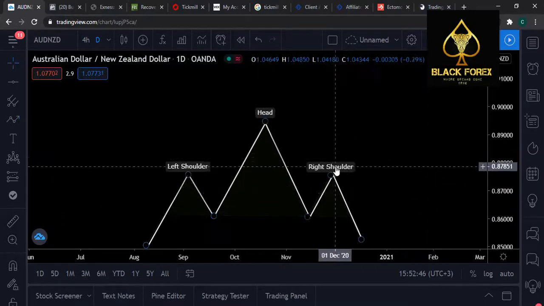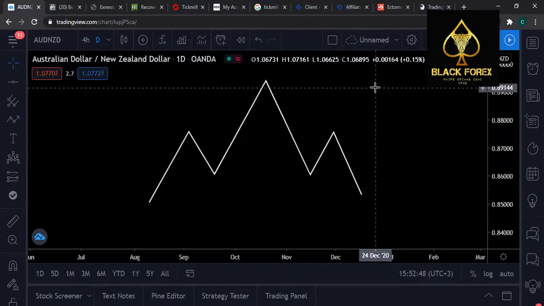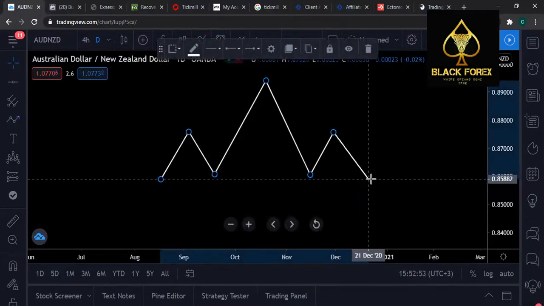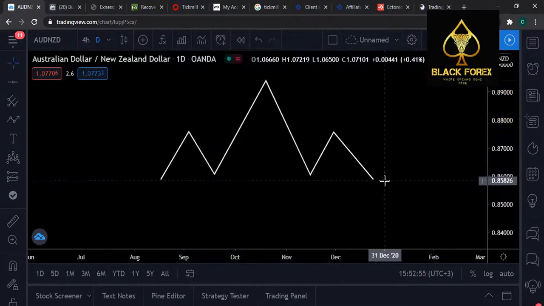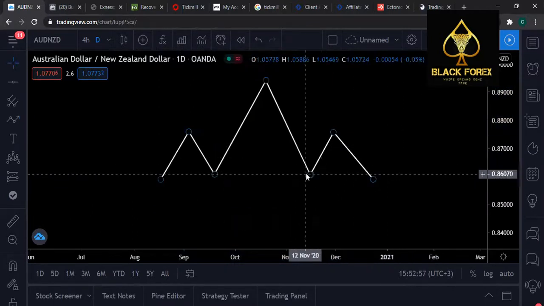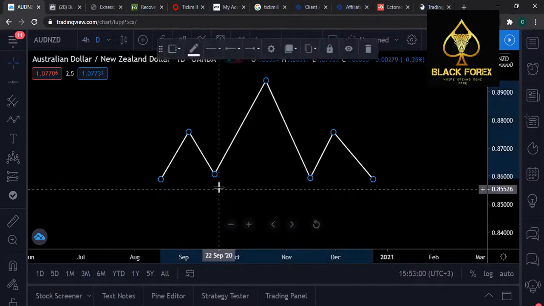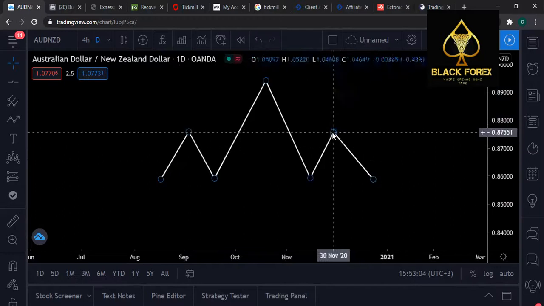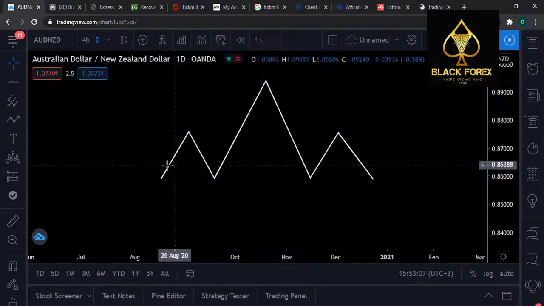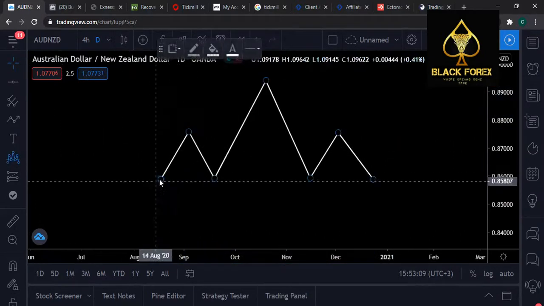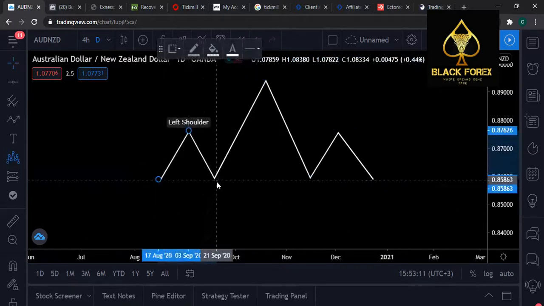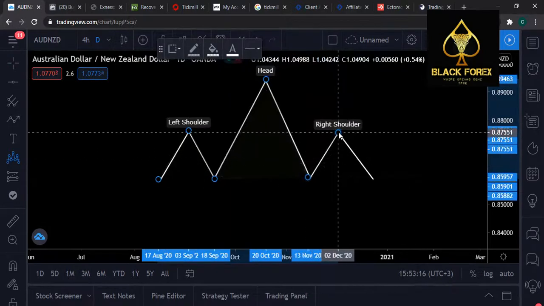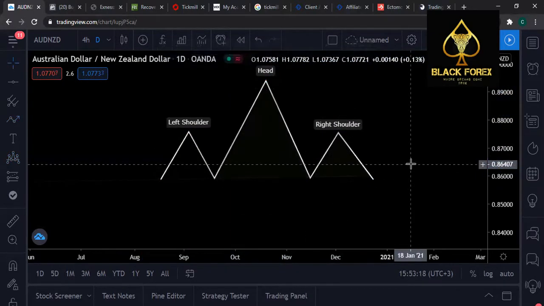Okay, so now let's begin. How do you trade a head and shoulder pattern? First off, before actually taking a trade, you need to wait for the pattern to be complete. The pattern has to have the left shoulder, the head, and the right shoulder. That's when the pattern is complete.